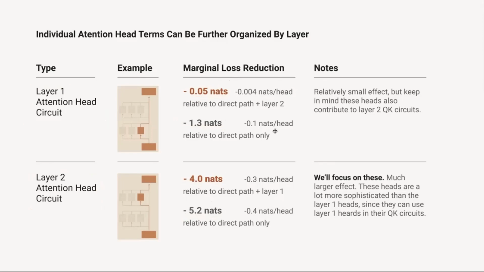Now, that doesn't mean that the layer 1 attention heads aren't important. They can affect the attention patterns of the layer 2 attention heads, and we'll see that they're doing a really critical job there. But it means that in terms of this overall equation, we don't need to worry as much about the layer 1 attention heads. So we can mostly understand the model by understanding the behavior of 12 attention heads.